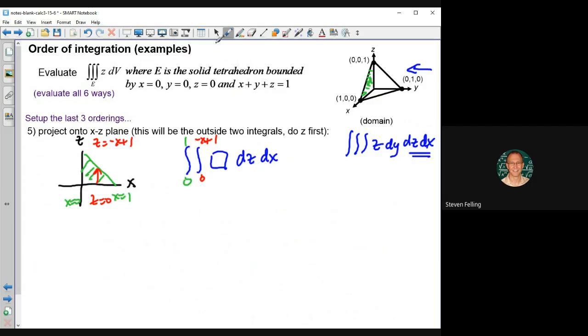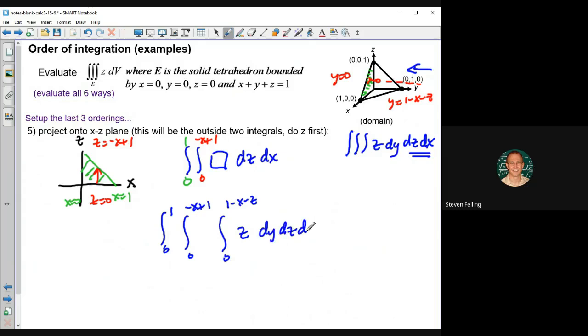Okay, and then when we do the inside integral, we imagine that our little person is standing there and jumping up in this direction. So they're going from y equals 0 to y equals this boundary here. And if I solve this for y, it's 1 minus x minus z. So the final integral setup here would be 0 to 1 on the outside, 0 to negative x plus 1 on the middle, and then 0 to y equals 1 minus x minus z, integrand y, then z, then x, right? So that would be the setup.